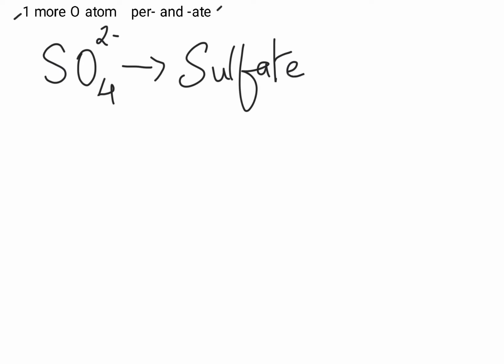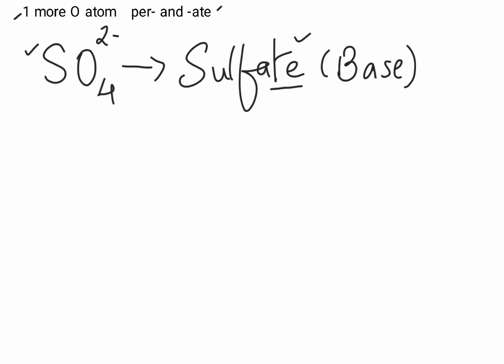Okay, now notice what it ends with. It ends with ate. That should tell you that this is the base ion. So remember this: when you come across an ion, you need to either find the formula in the list or find the name in the list. One of these two things you should be able to do, and as long as you can do this, then the rest of the process is very simple.